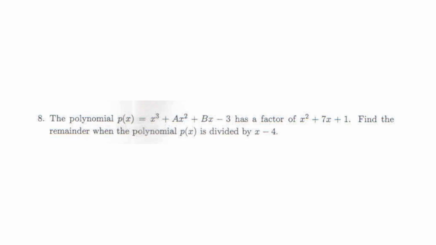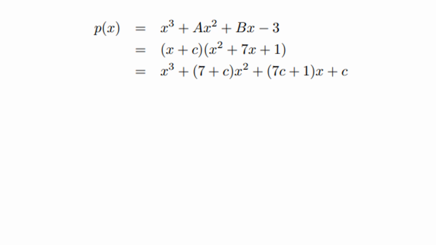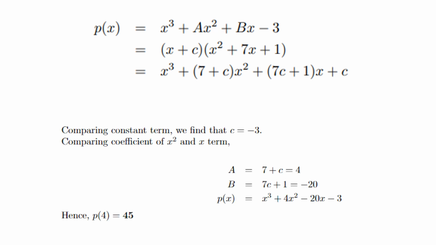So since we know that P of X can be divided by X squared plus 7X plus 1, we can write it as shown in the second line, where C is some constant. And once we expand it, we can compare coefficients and find out that C is negative 3. Then using this value of C, we can find out A, B, P of X, and subsequently we can find the answer.